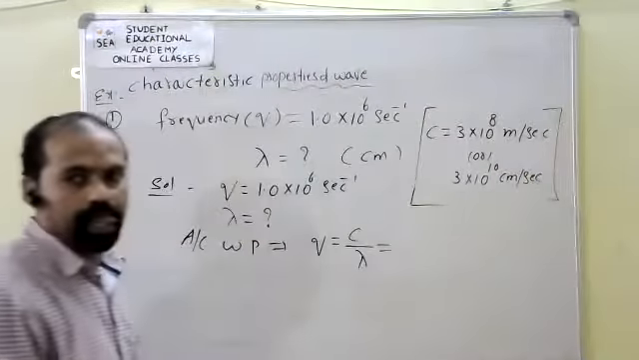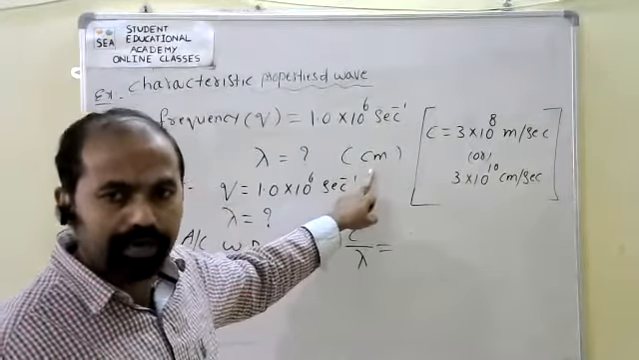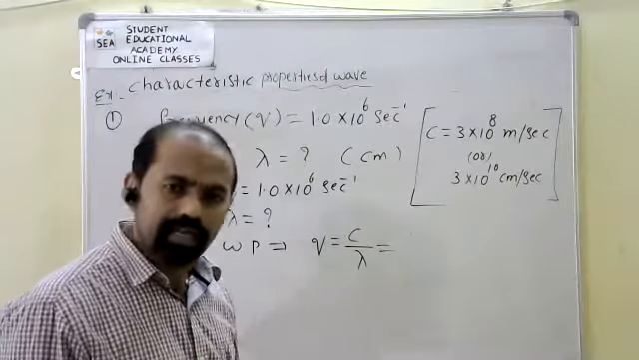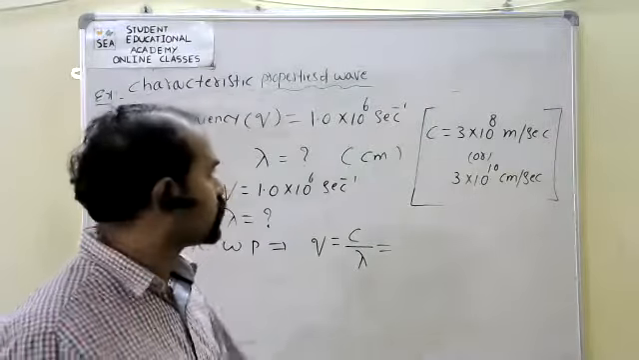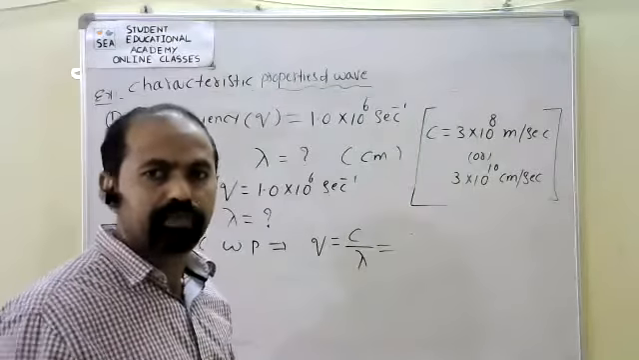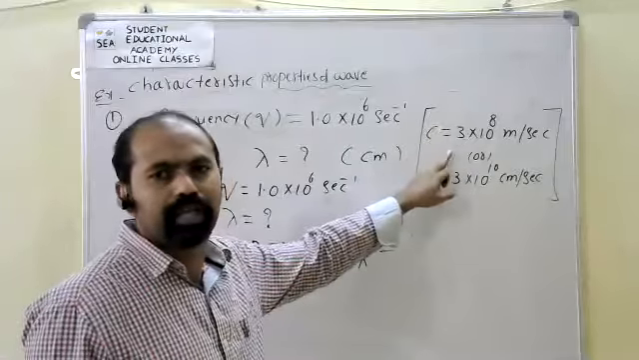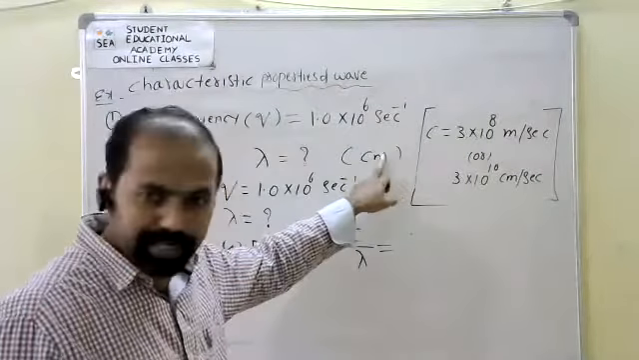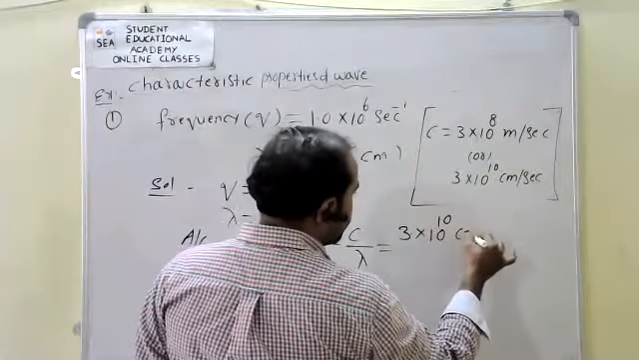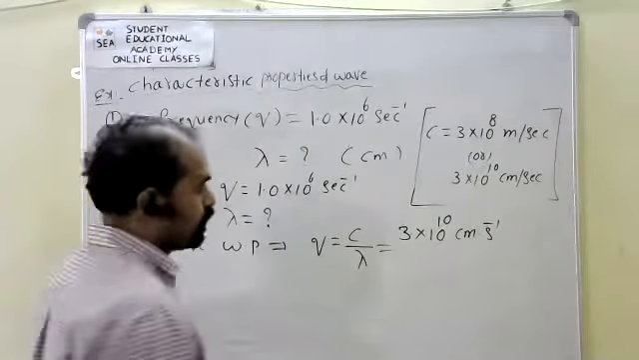Now here the 4 options are given in centimeters, so I will take the velocity of light value in centimeters. If the options are given in meters, we can take velocity of light in meters. If they are given in centimeters, we take the velocity of light in centimeters. Here centimeters are given, so I will take 3 into 10 power 10 centimeter per second, that is centimeter into second inverse.